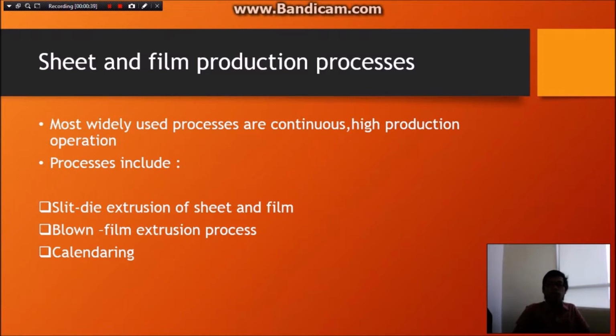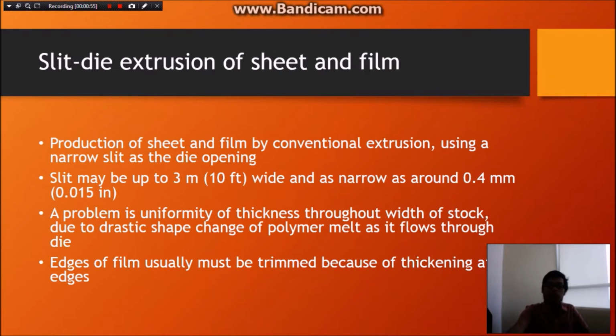Next, about sheet and film production processes. The most widely used processes are continuous and high production operations. These processes include slit die extrusion of sheet and film, blown film extrusion process, and calendering.